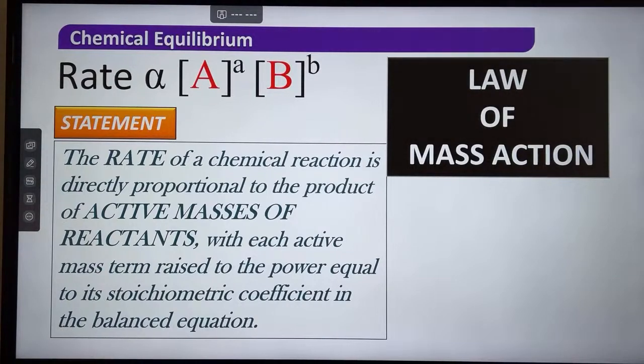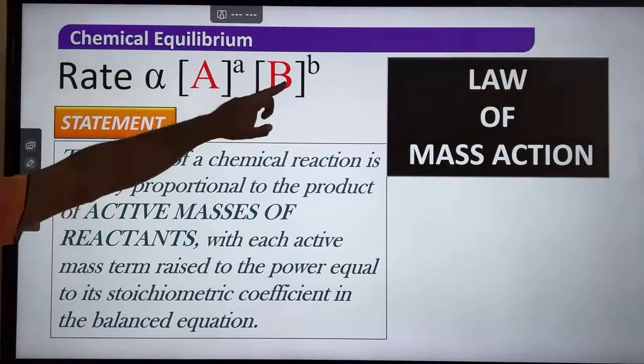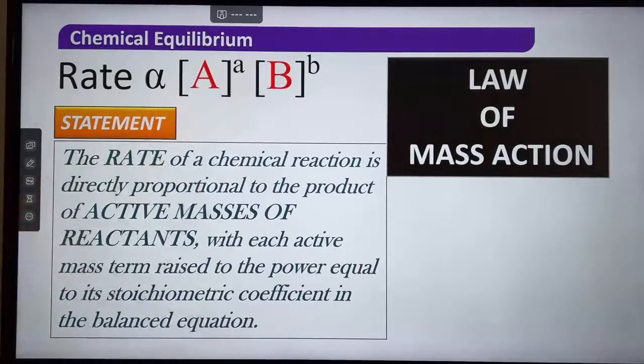Irreversible law of mass action is not applicable because at infinity the concentration is over and the reaction stops. So we don't use it, because in case of an irreversible reaction, these powers are not stoichiometric coefficients. They are something else. That again we will discuss in chemical kinetics.